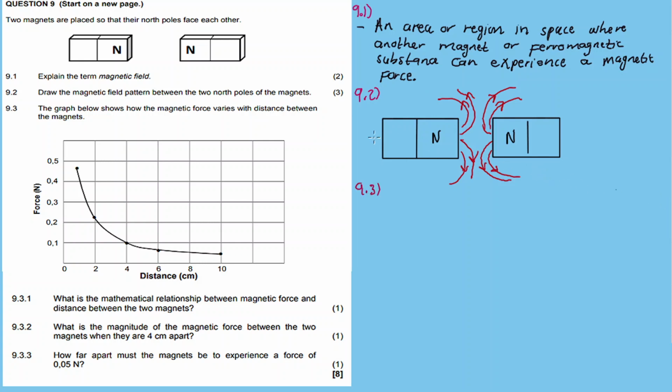Right, 9.3. The graph below shows how the magnetic force varies with distance between the magnets. Okay, so it's the magnets above, is it? Yeah, okay, yeah, it's the magnets above.